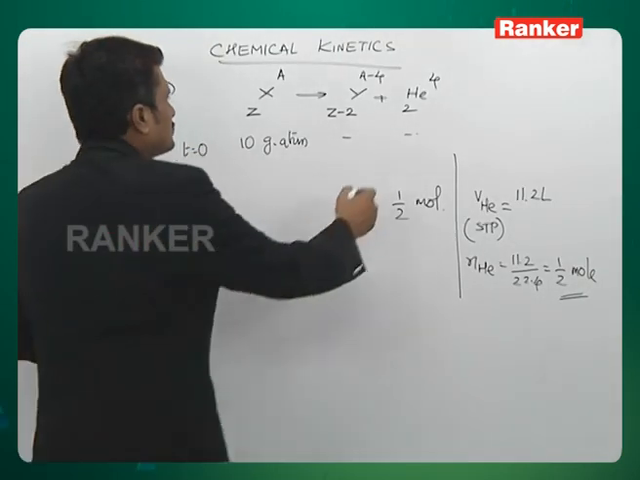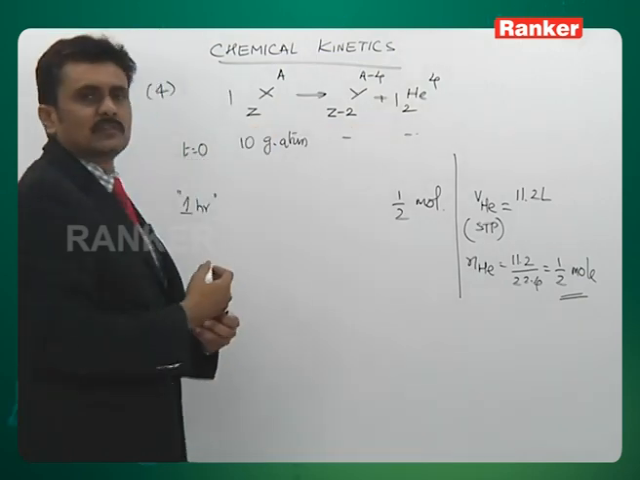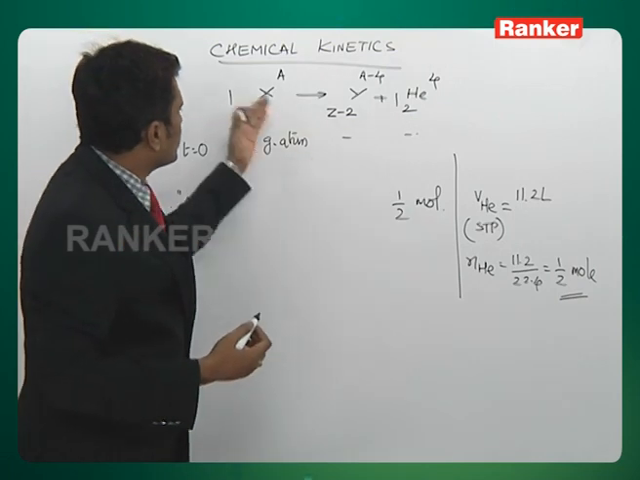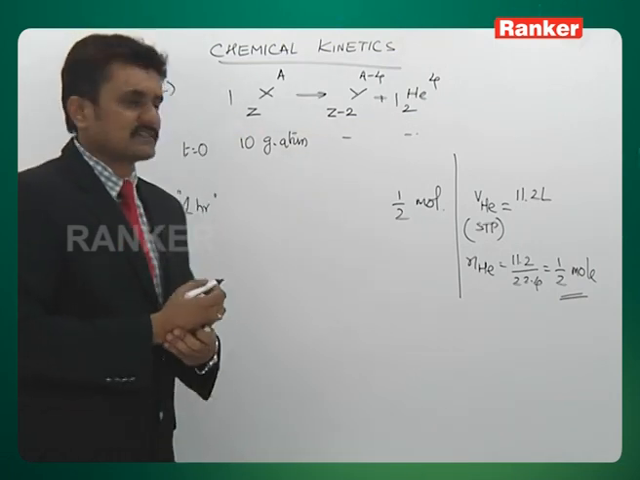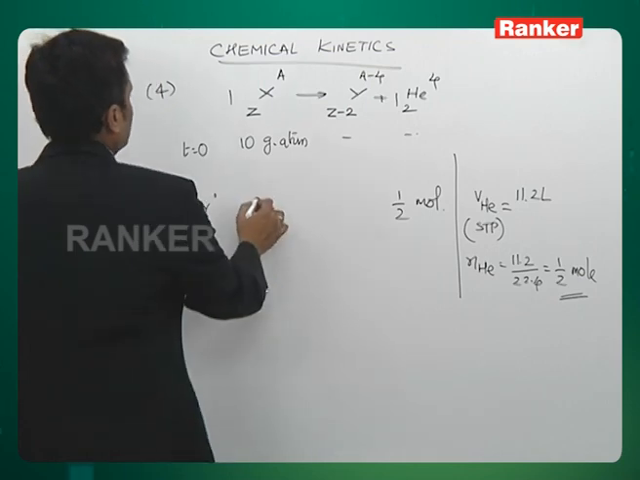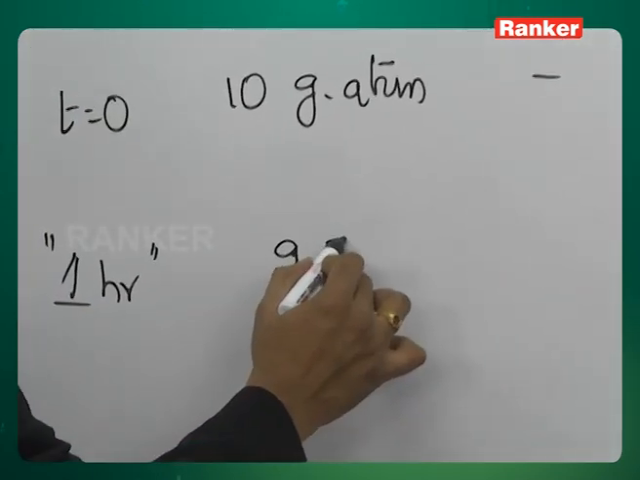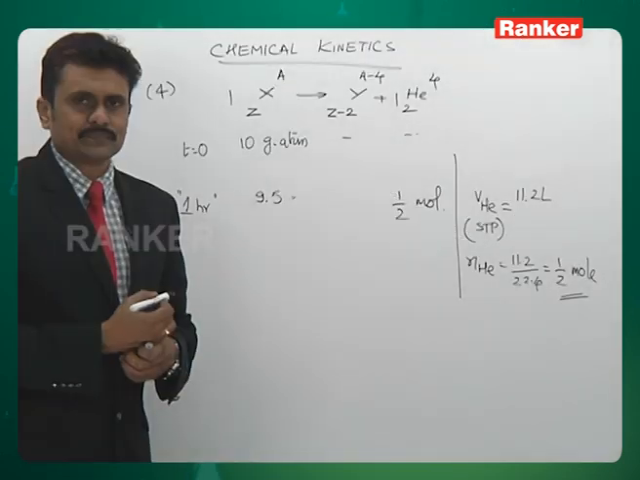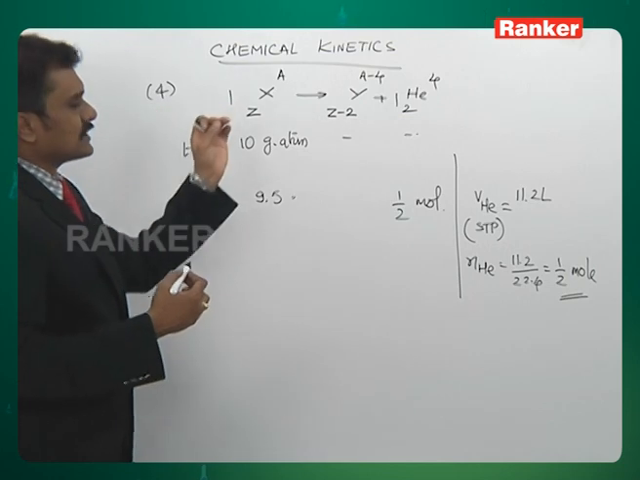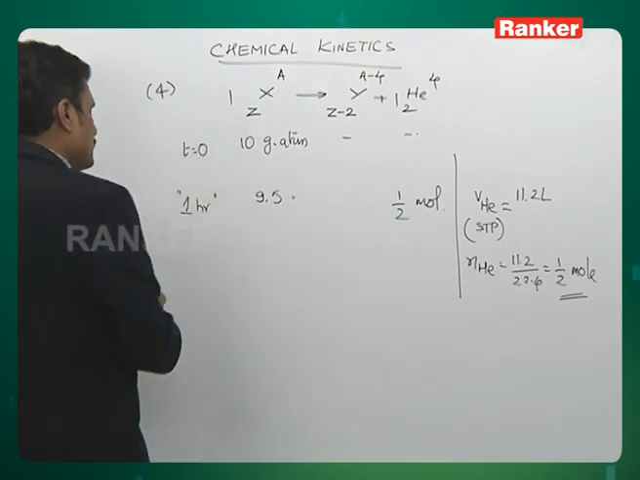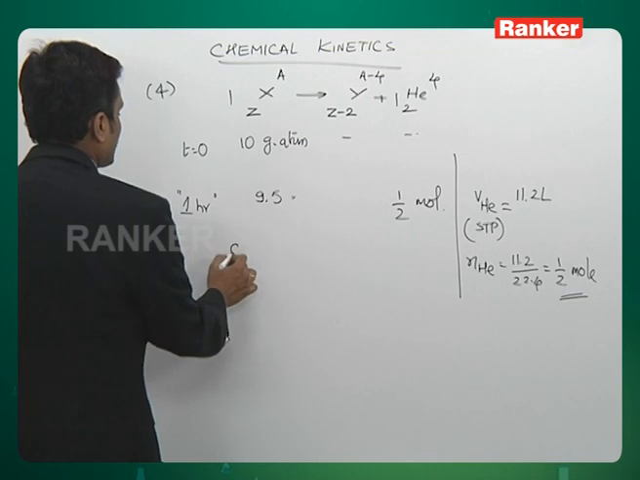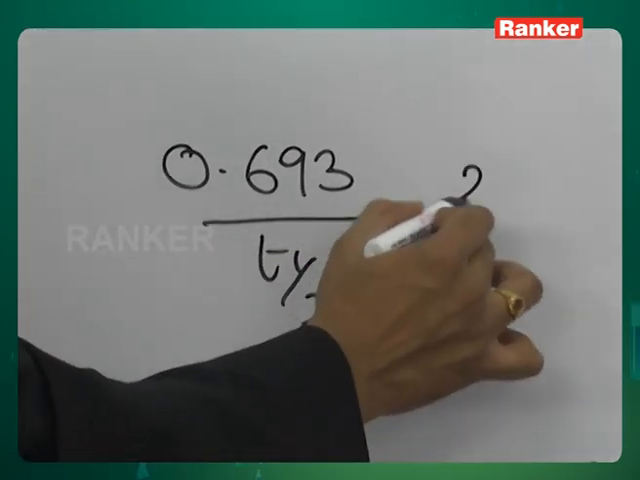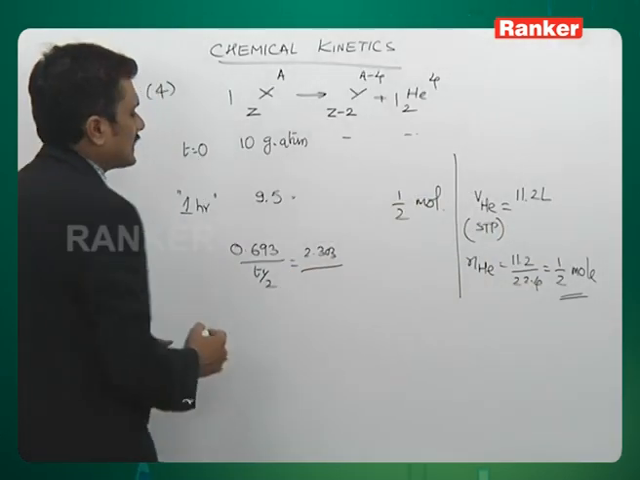Now we know that they are reacting in 1:1 mole ratio. Hence, for every half mole formation of helium, half mole of X might have reacted. Hence, the remaining moles of this will be 9.5 gram atom or 9.5 mole. Now, you know, for a first order radioactive decay, lambda, I mean to say the decay constant, which is equal to 0.693 by T half, because you have been asked to find the T half, is equal to 2.303 divided by time taken for this process.